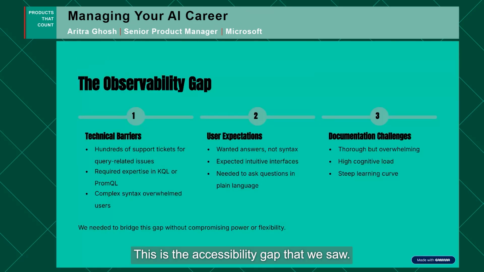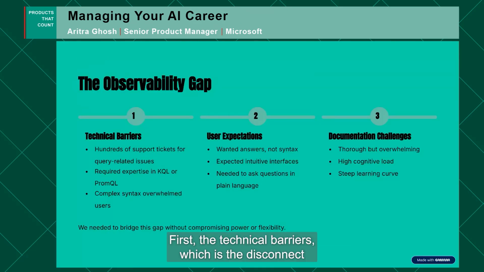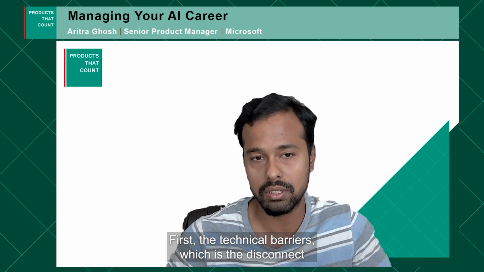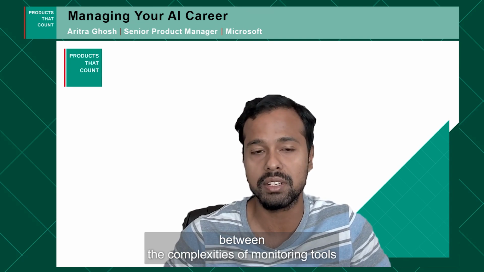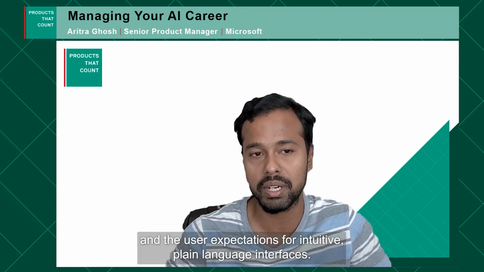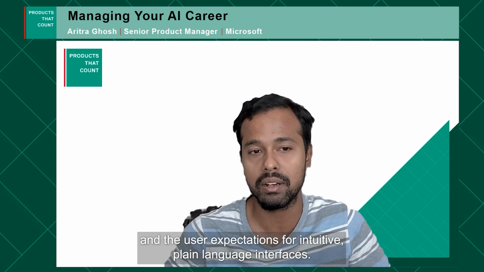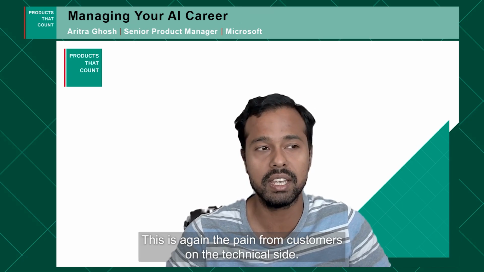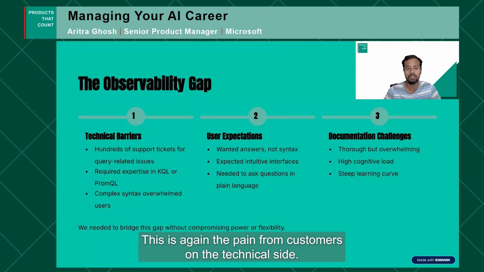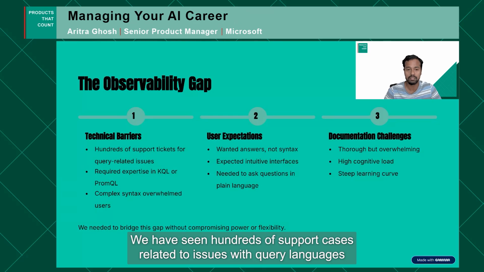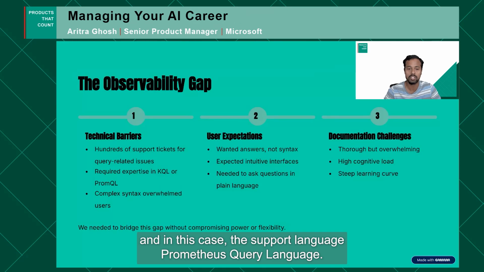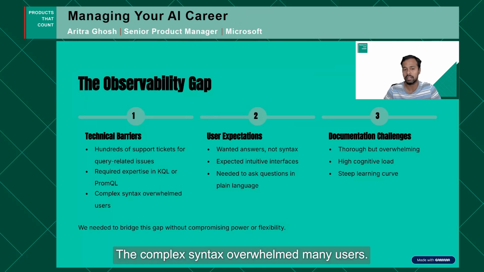This is the observability gap that we saw. First, the technical barriers, which is the disconnect between the complexities of monitoring tools and the user expectations for intuitive, plain language interfaces. This is again the pain from customers. On the technical side, we had seen hundreds of support cases related to issues with query languages, and in this case, Kusto query language, Prometheus query language. The complex syntax overwhelmed many users.